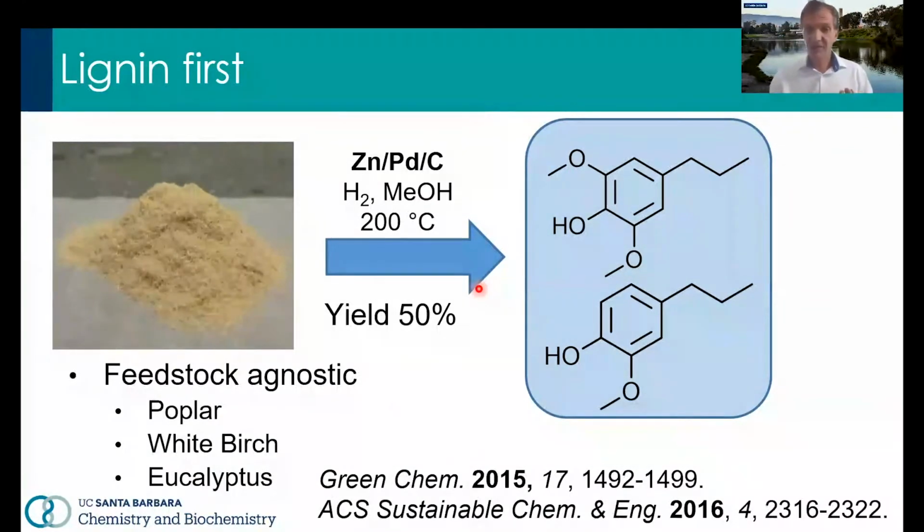This process of catalytic fractionation, or lignin first removal, is really pretty agnostic. You get very similar results with different catalysts. You maybe get different selectivities of different monomers. We've published later on the use of nickel, for example, instead of the precious metal palladium, but it's very agnostic. It doesn't matter what biomass you use: poplar, birch, eucalyptus. You could even have miscanthus. We published on that as well as corn stover.